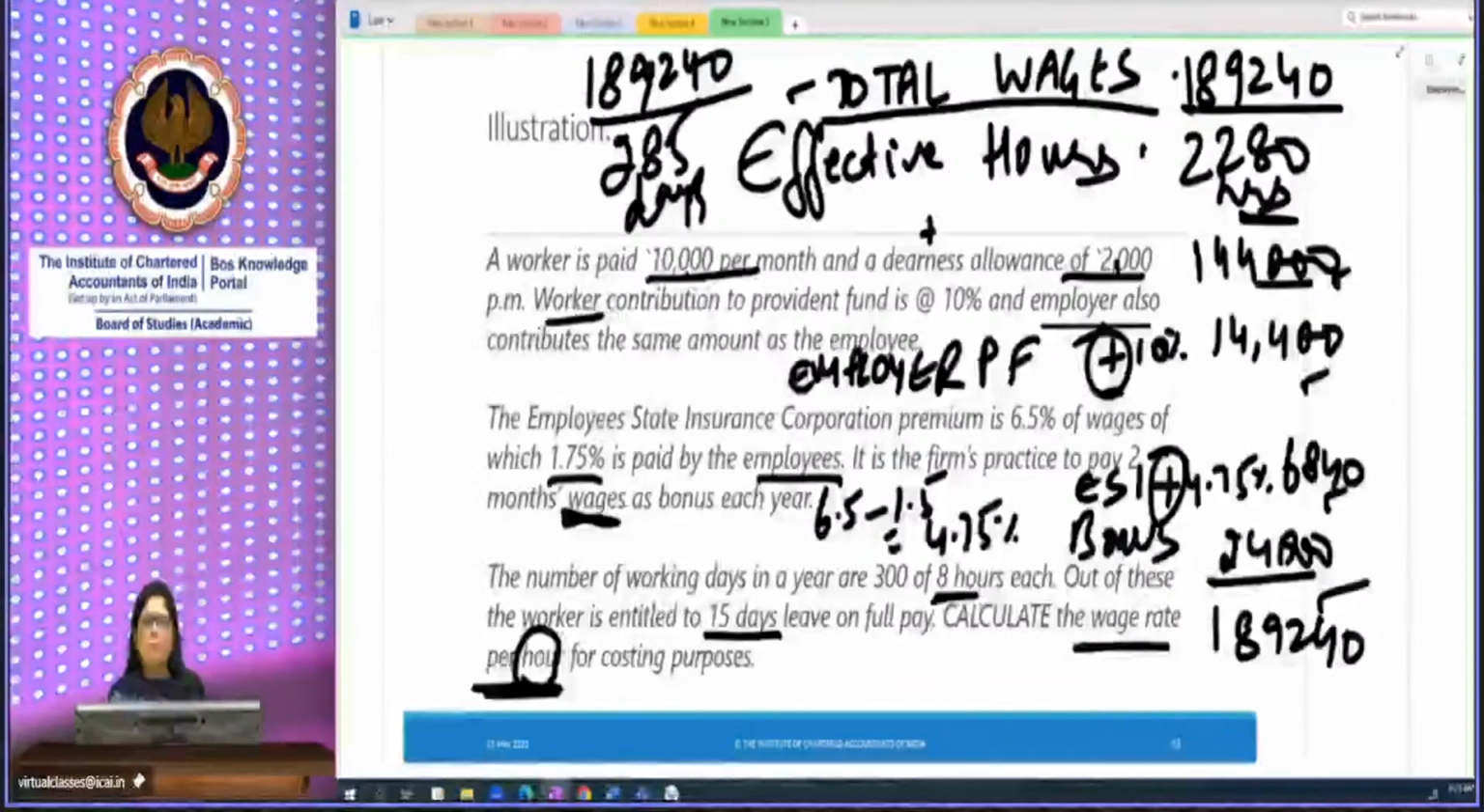If it's per day, it is 285. If the question asks you per hour, then it should be in hours. So 2280 effective hours, that means actual hours worked. So, can you tell me the wage rate per hour? Anybody calculated the wage rate per hour?